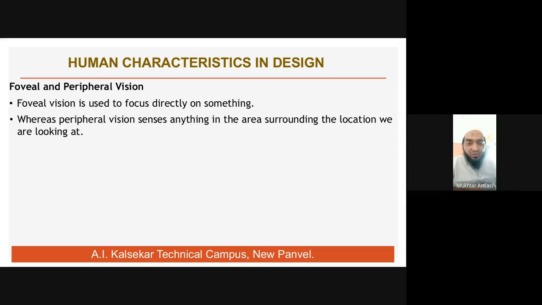And the peripheral vision is the vision where you are concentrating on something, but you are also aware of the environment or the objects placed beside that particular main object. ठीक है, तो थोड़ा सा डिफरेंस आप लोग समझ सकते हैं. So foveal vision is used to focus directly on something, but your peripheral vision senses anything in the area surrounding the location we are looking at. दोनों में फर्क है. फर्क इस बात का है कि एक डायरेक्ट फोकस देगा और एक आपका एनवायरनमेंट पे फोकस करेगा. एक डायरेक्ट ऑब्जेक्ट पे फोकस करेगा, एक विजन.